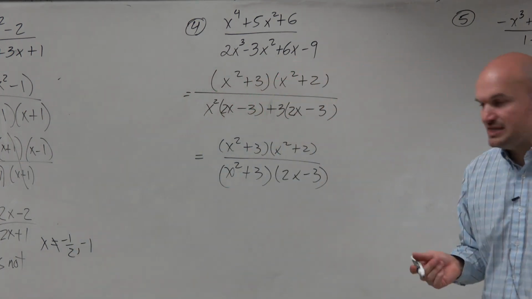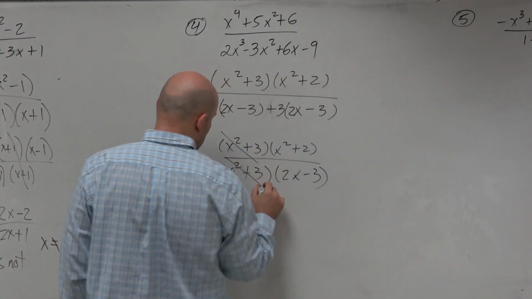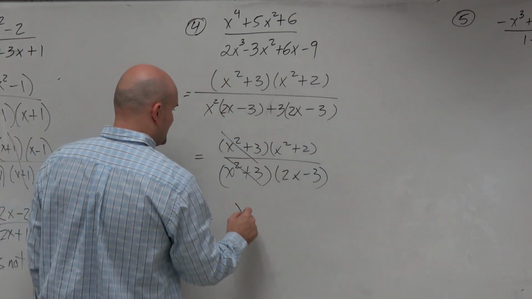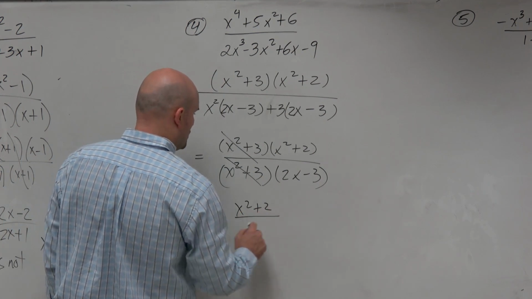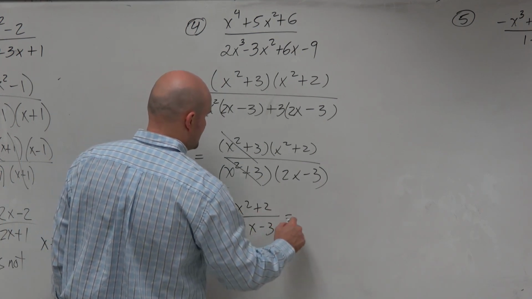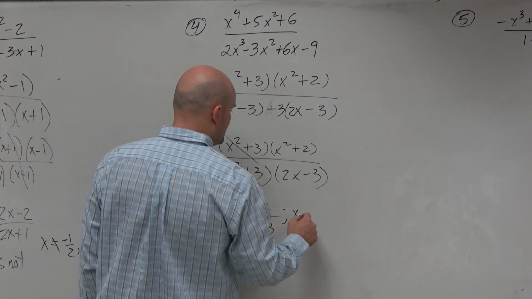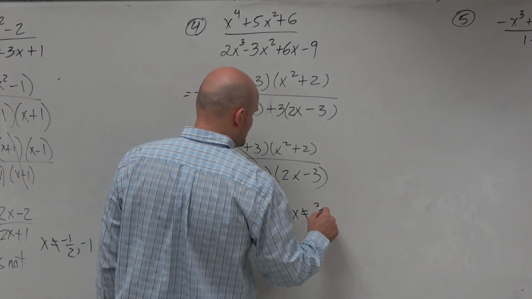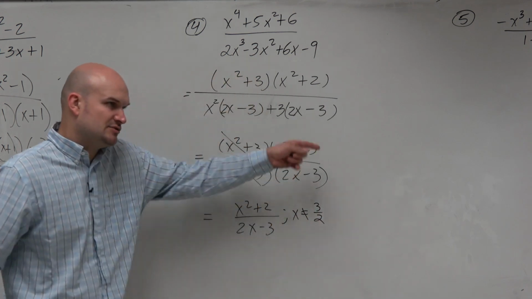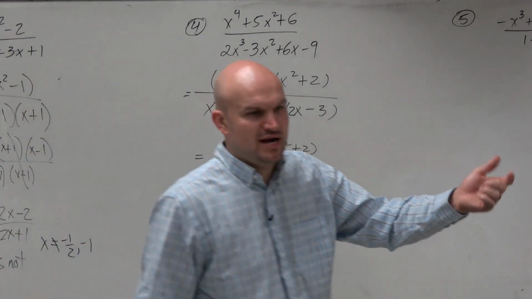So now what you can see here is the x squared plus 3's divide out. And I'm left with x squared plus 2 all over 2x minus 3. Now, I have only one restricted value, which is 3/2. Right? Because if you set 2x minus 3 equal to 0, you'd get positive 3/2.